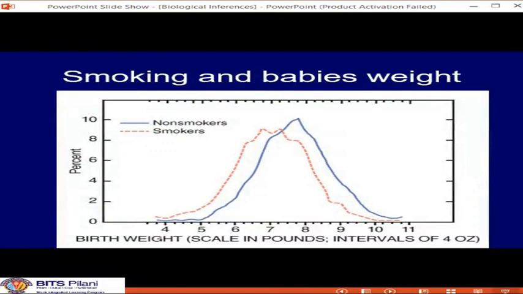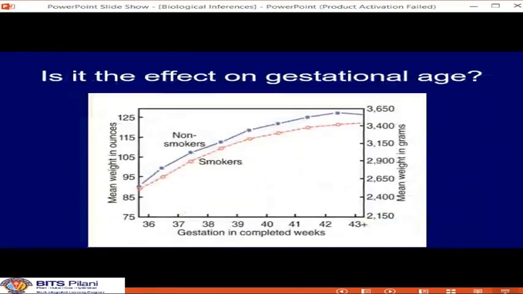As you can see, the babies born to non-smokers are heavier on average, and the whole distribution is shifted to the right as compared to the smokers, whose babies are smaller and the whole distribution is shifted to the left. This is one bit of evidence that perhaps smoking causes low birth weight babies. But there is more to the story.